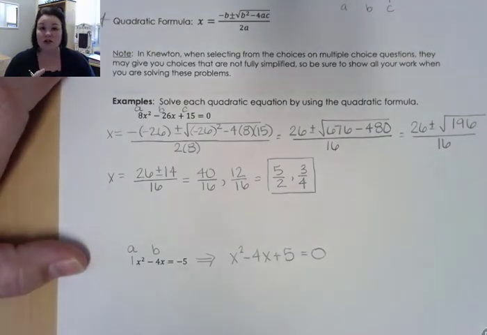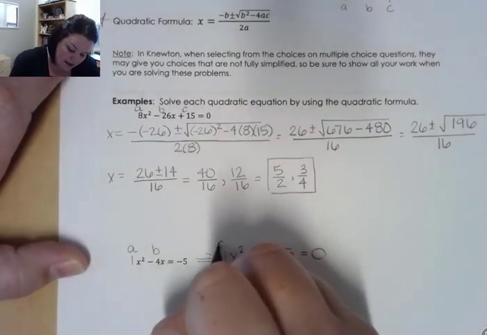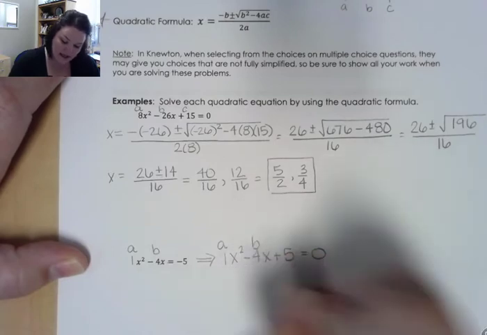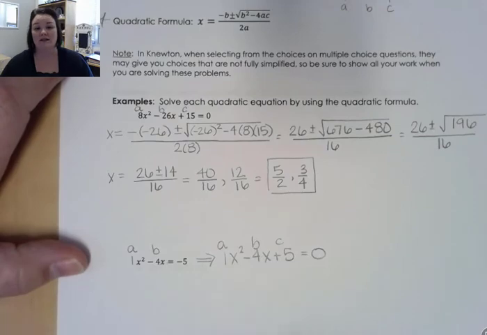Okay, so make sure you don't identify A, B, and C until the whole thing is written in standard form. Otherwise, you might get some signs wrong, which will cause your answer to be wrong. Okay, so again, my leading coefficient is a 1. That's my A. My B is -4, and now my C I can go ahead and identify as +5.